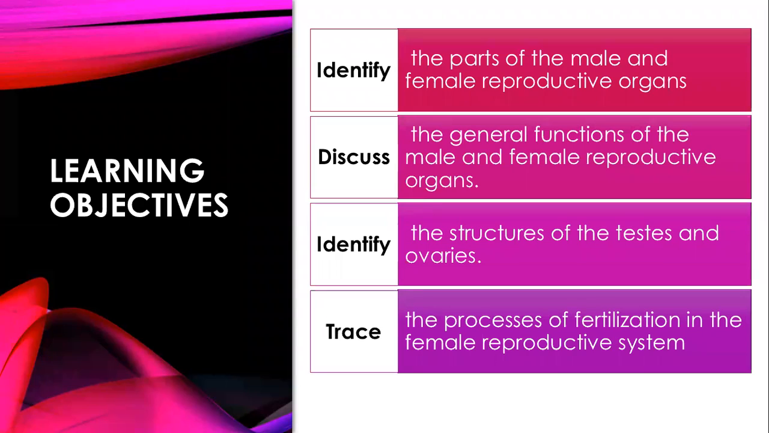For the learning objectives, at the end of the discussion, the students are expected to be able to identify the parts of the male and the female reproductive organs, discuss the general functions of the male and female reproductive organs, identify the structures of the testes and ovaries, and to trace the processes of fertilization in the female reproductive systems.